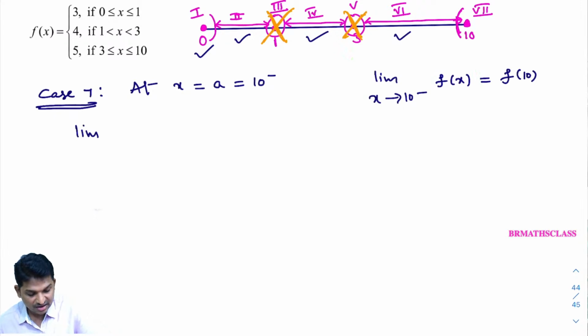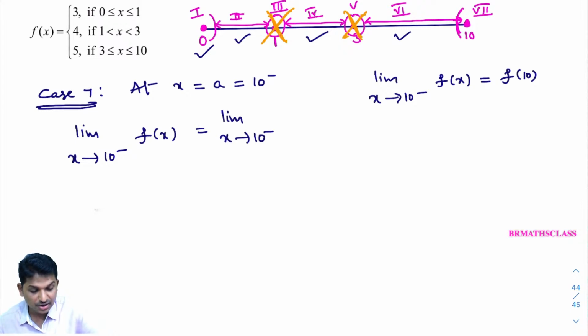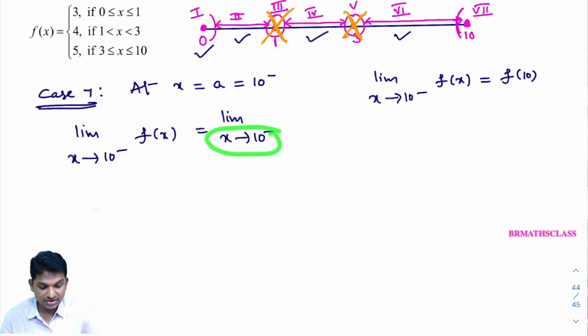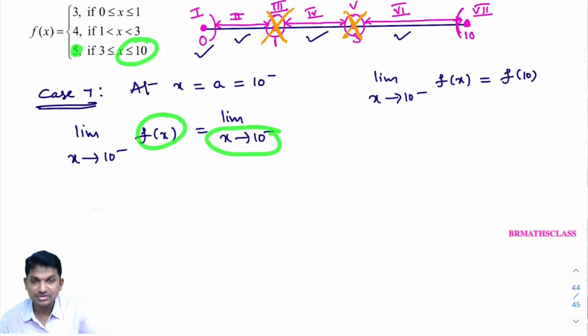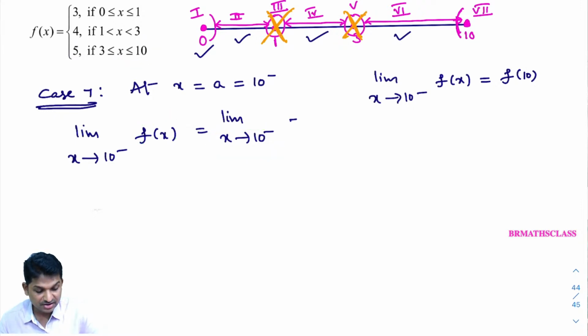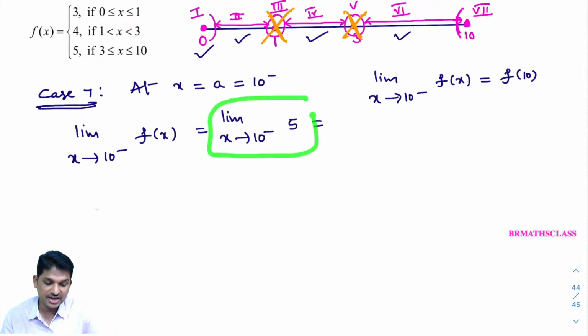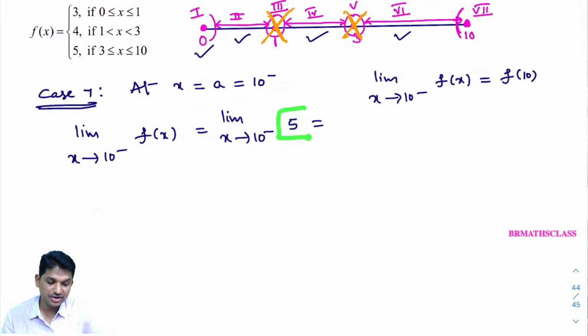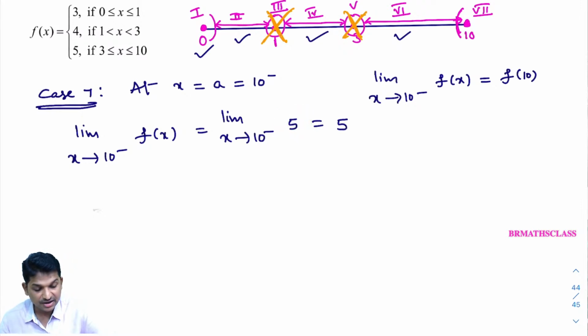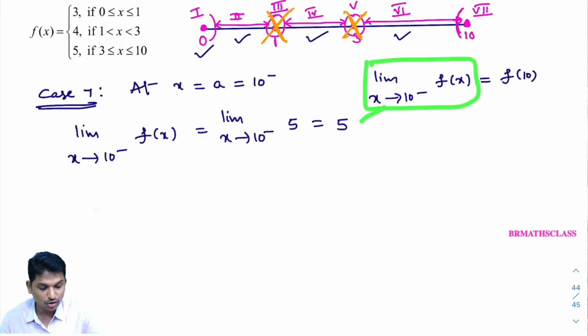Limit as x approaches 10 from left of f of x. X approaches 10 from left means all x values are less than 10. When x values are less than 10, which function to choose? We need to choose this function, 5. So f of x is 5. Now how do we calculate this by the direct method? In the given function, wherever x is there, you write 10. But the given function is independent of x, so we get its answer directly. Its answer is 5. So when I calculated this one, I got 5.